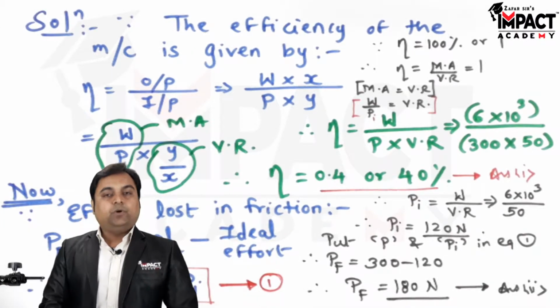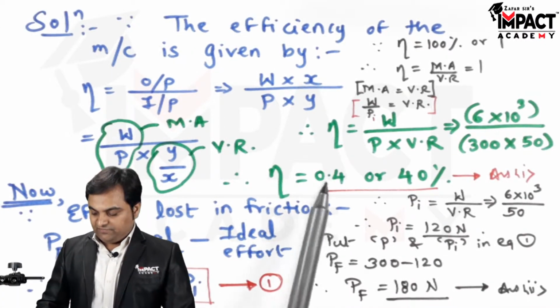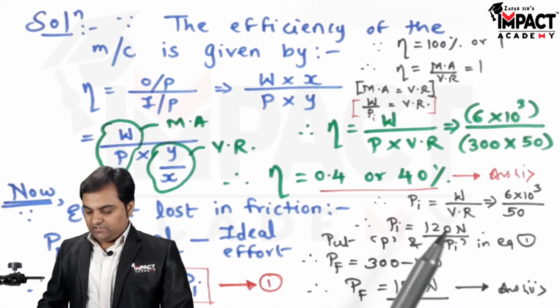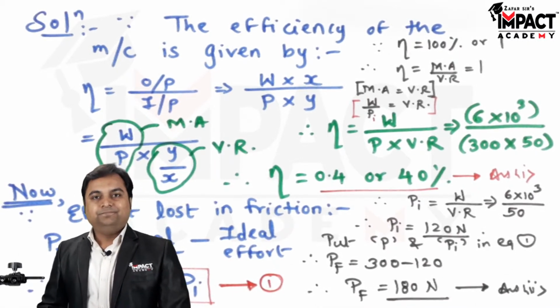So it was a simple problem regarding simple machines in which the efficiency and the effort lost in friction was asked, and we had solved the problem.